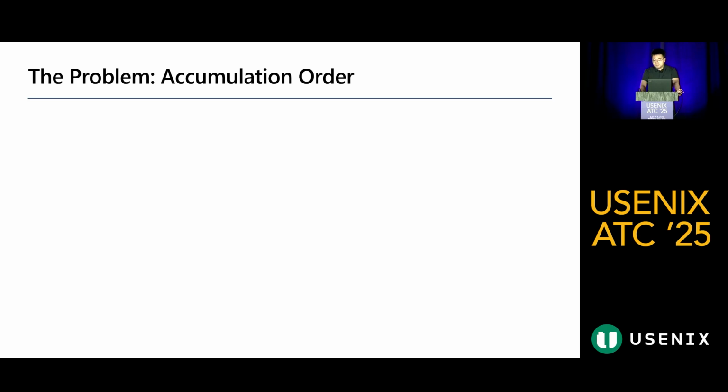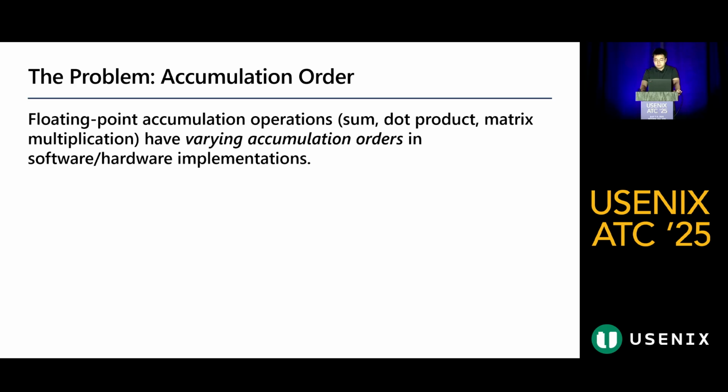The core problem is the accumulation order. As we can see, various factors can contribute to output inconsistencies. At the core, the root cause is often the floating point accumulation operation order. The accumulation operations contain many types, for example, sum, dot product, matrix multiplication. They have many varying accumulation orders in software and hardware implementations.